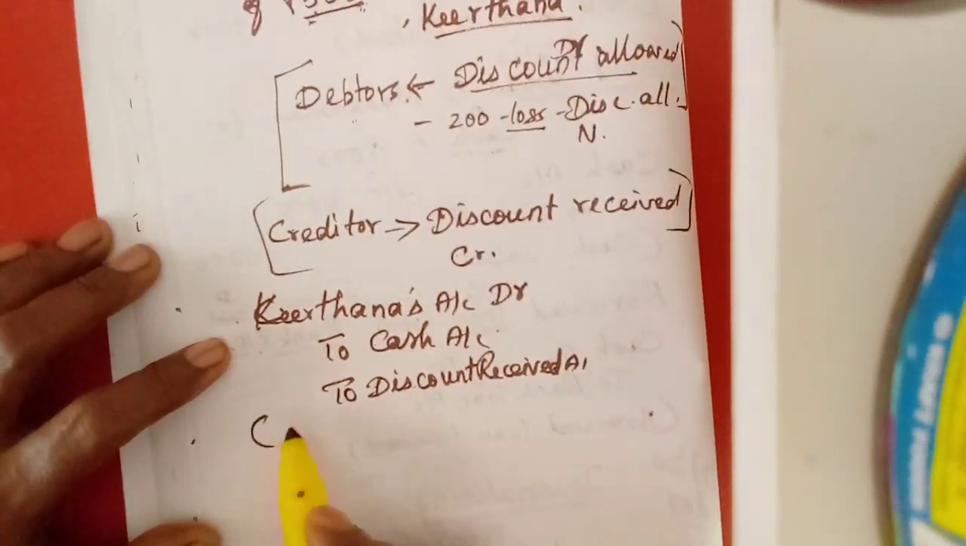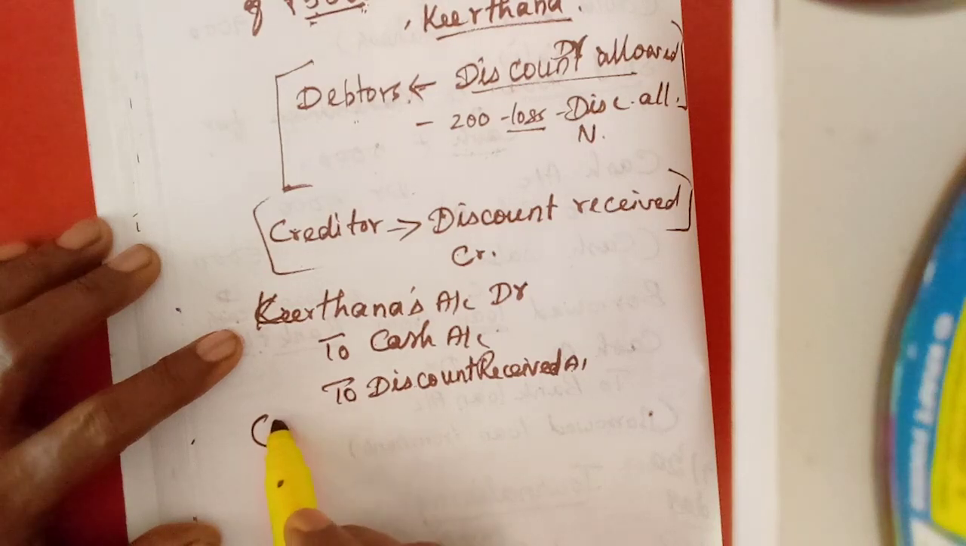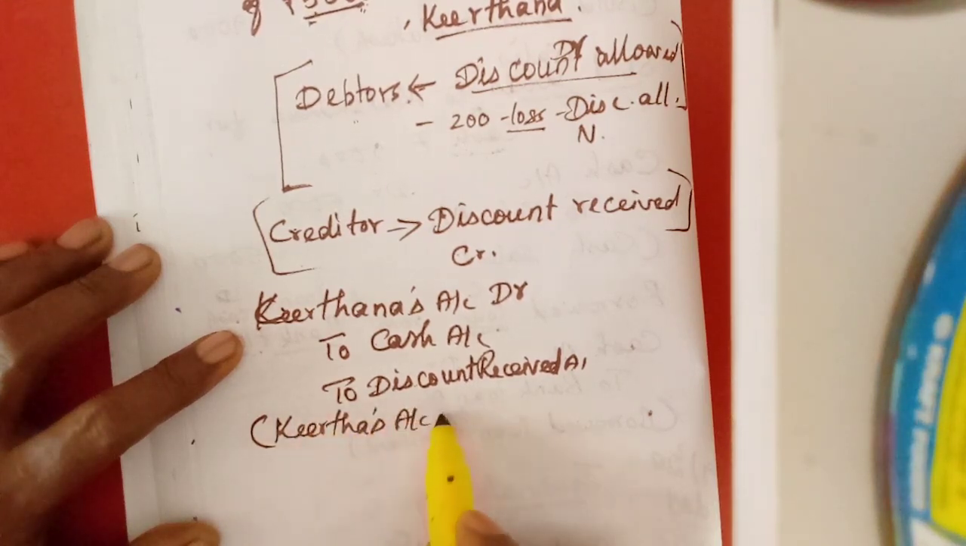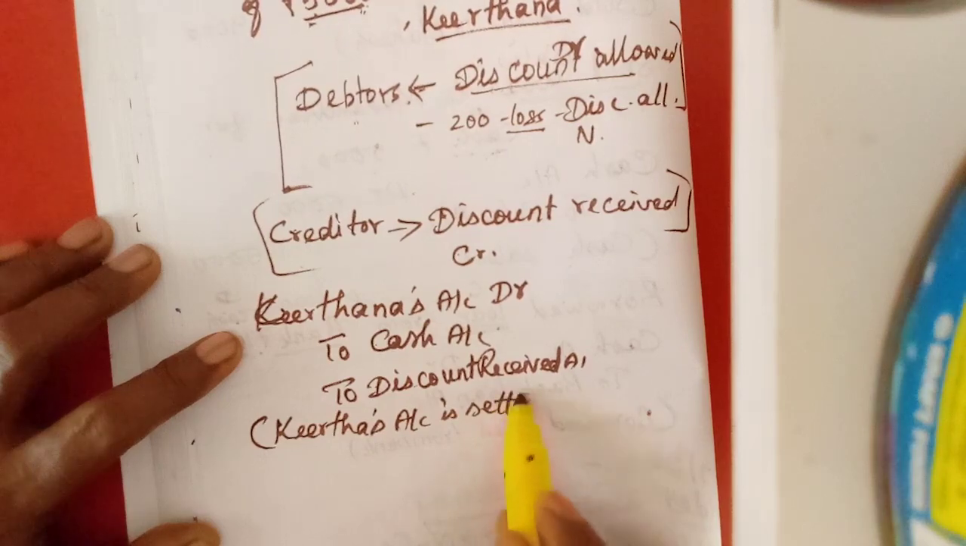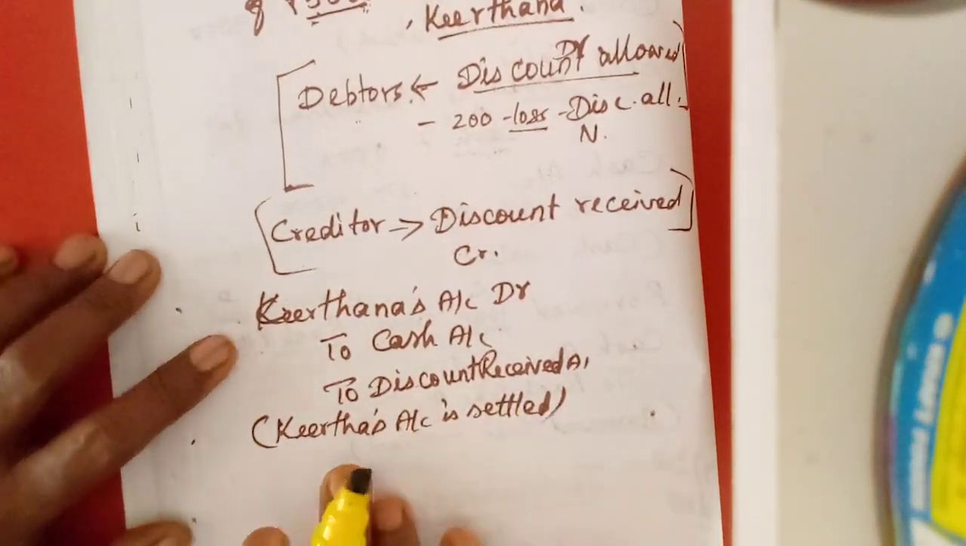Then narration: paid. Kirtana's account is settled. You can write like that. Okay, Kirtana's account is settled. Kirtana's account we have paid.